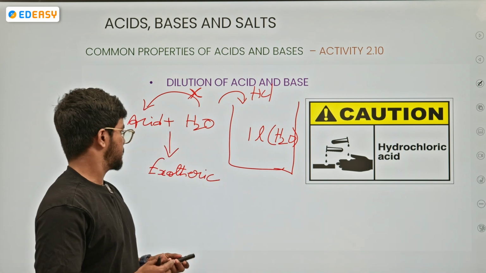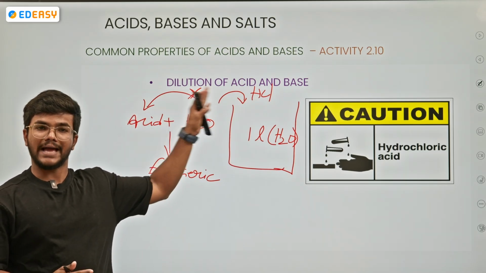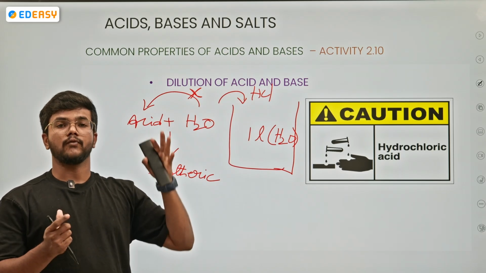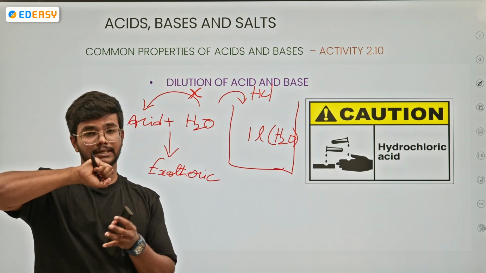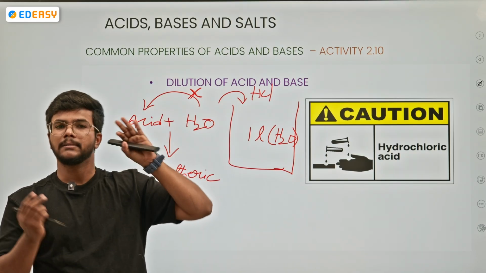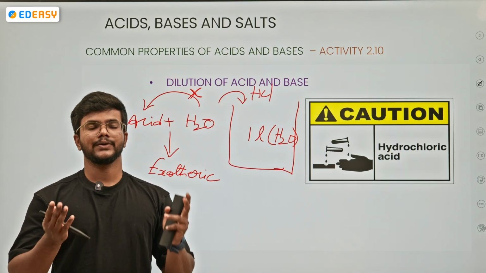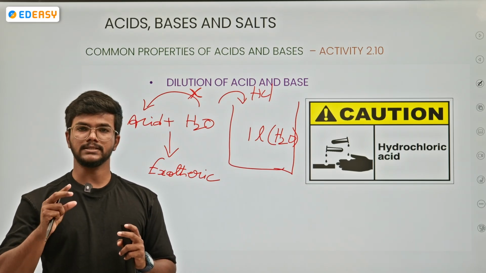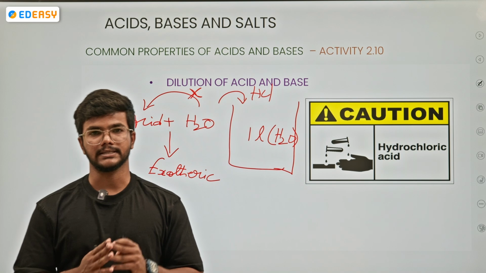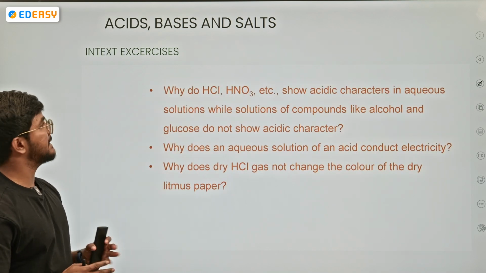Okay, yes. So this is the dilution of acids and bases. What are the precautions you should follow? Water should not be added to the acid, whereas you can add acid to the water in a dropwise manner. But in the case of base, you don't need to follow these precautions. You can directly add water to the base or the base to the water, because it is not highly exothermic in that case.